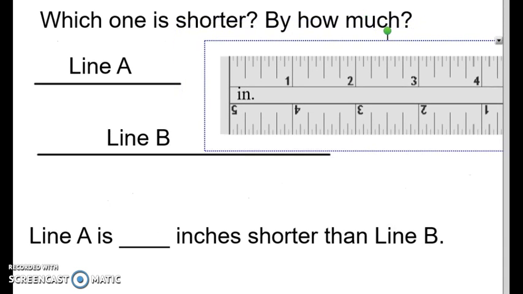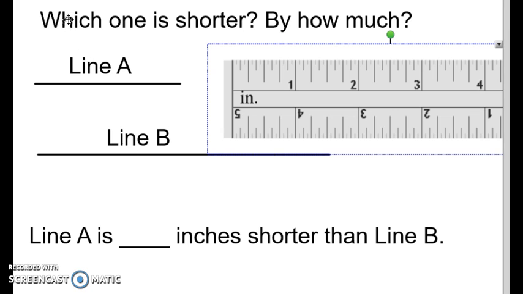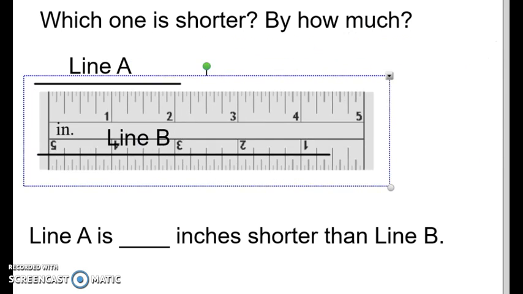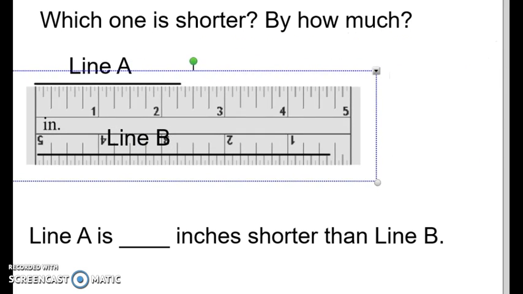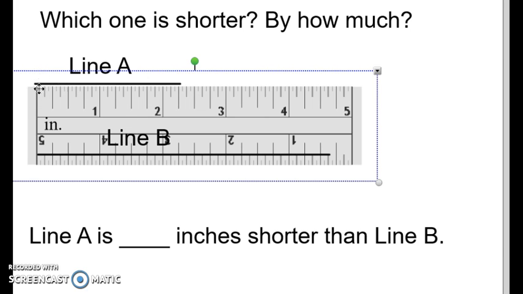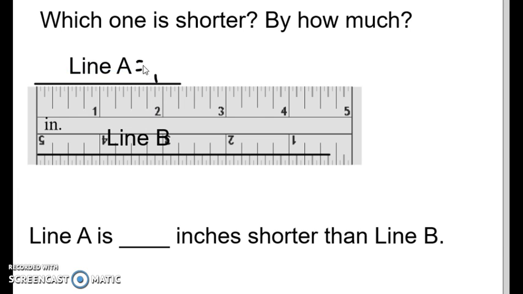So, now we're going to measure line A and line B. My question is which one is shorter and by how much? So, carefully I'm going to measure the first line, lining it up to the end of my ruler where it's 0, and then seeing which number the end is closest to. So here the end of the line is closer to 2 than 3. So line A is 2 inches long. So I'm going to write 2 inches.